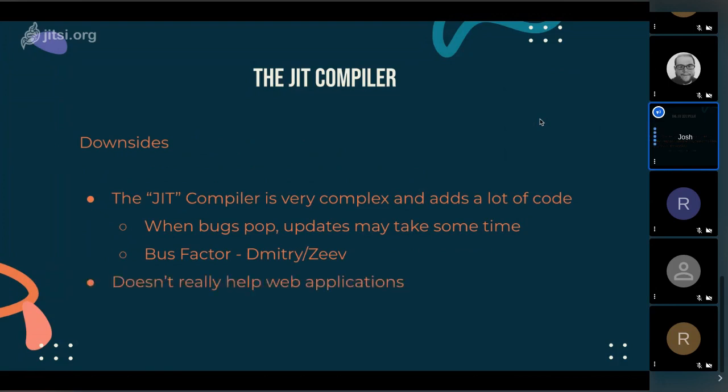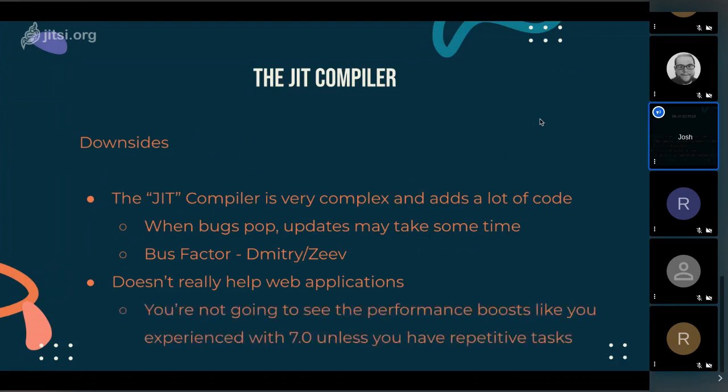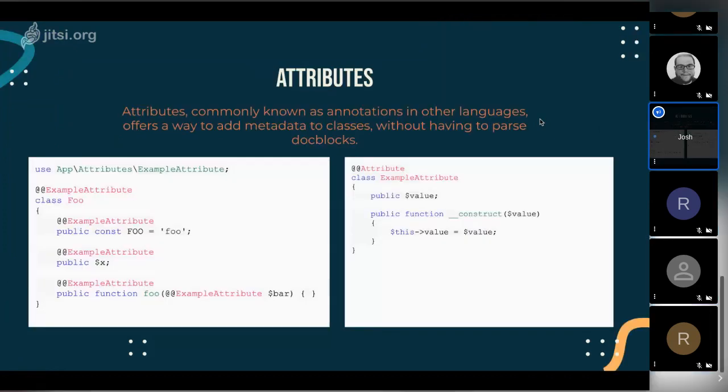But unfortunately, like I mentioned, the JIT compiler is not really going to help your web applications. But workers, CPU-intensive stuff, this will definitely help out. But there are a lot of other cool features, like attributes, that have come with PHP.